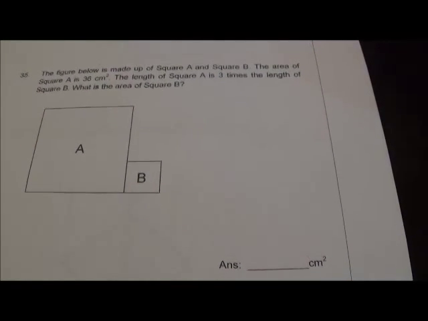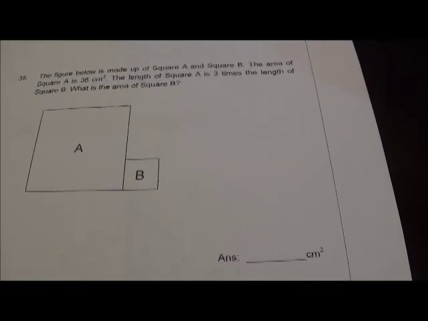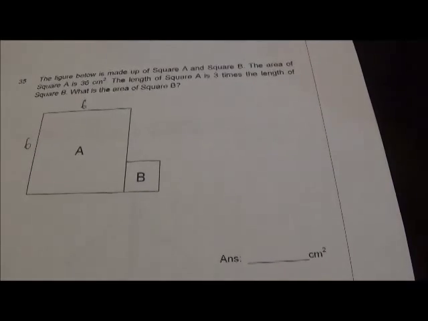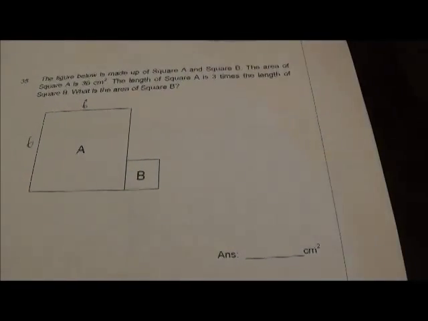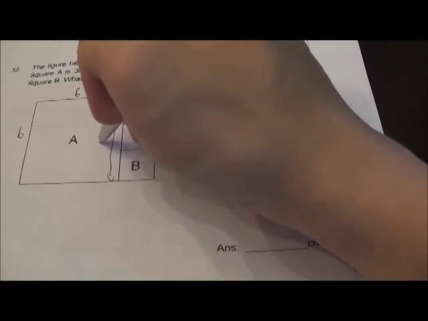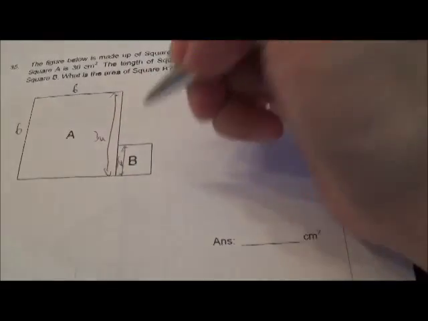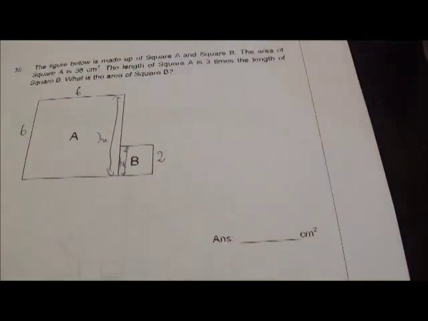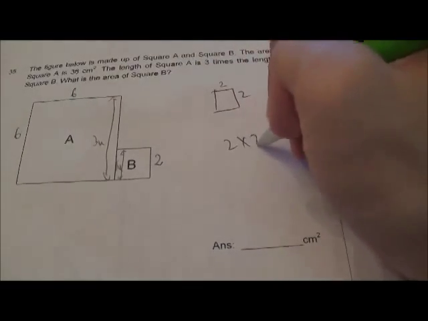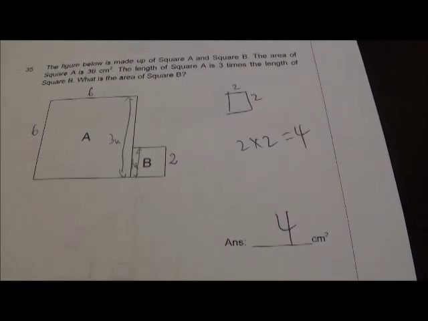Number 35. The figure below is made up of square A and square B. The area of A is 36. So 36 must be 6 times 6 equals 36. The length of square A is 3 times the length of B. So if this is 3 units, they say that this is 3 times 1 unit, so this must be 2. What is the area of B? So B is 2 by 2, so 2 times 2 equals 4. Answer, 4 centimeter square.